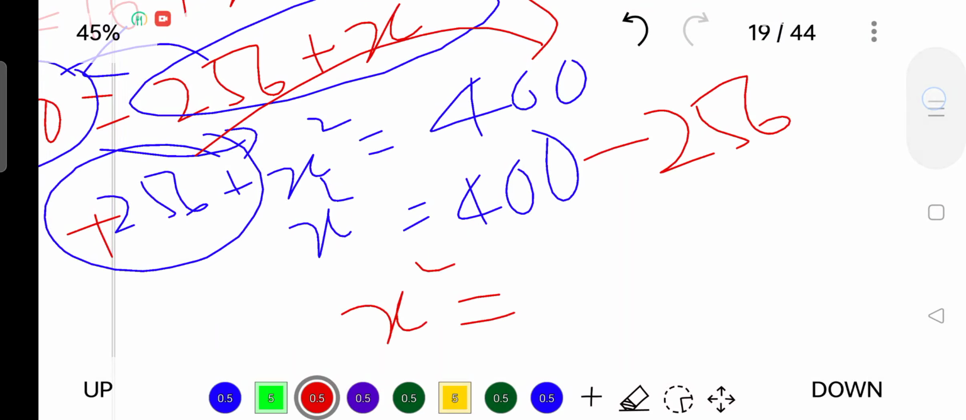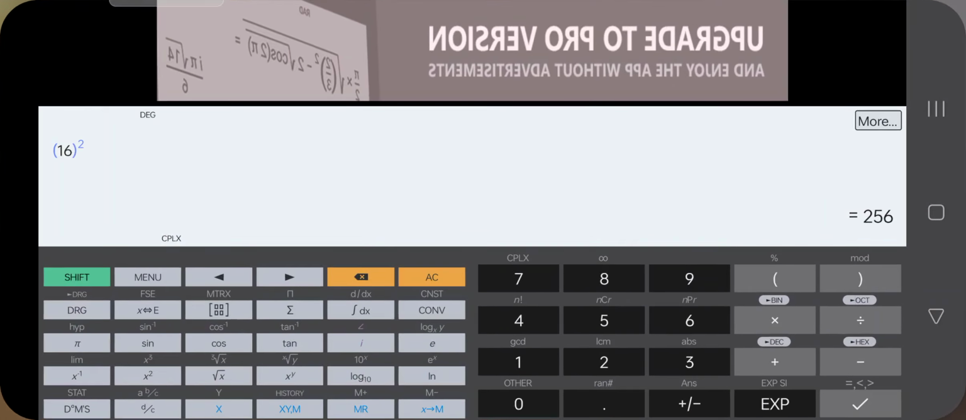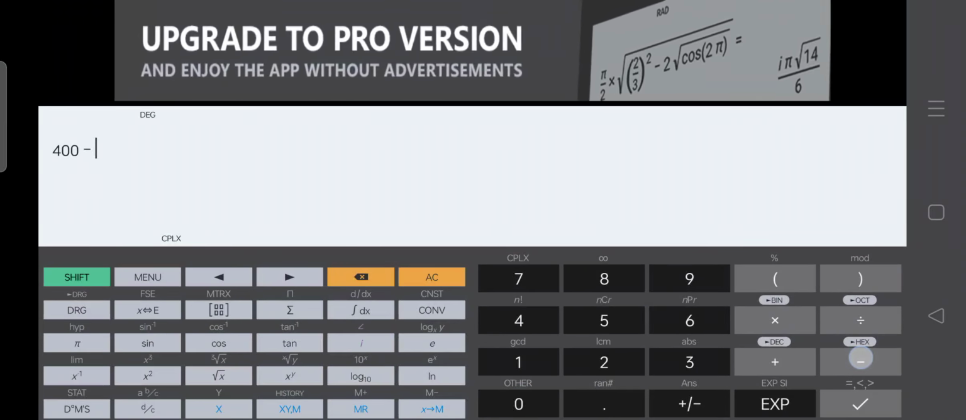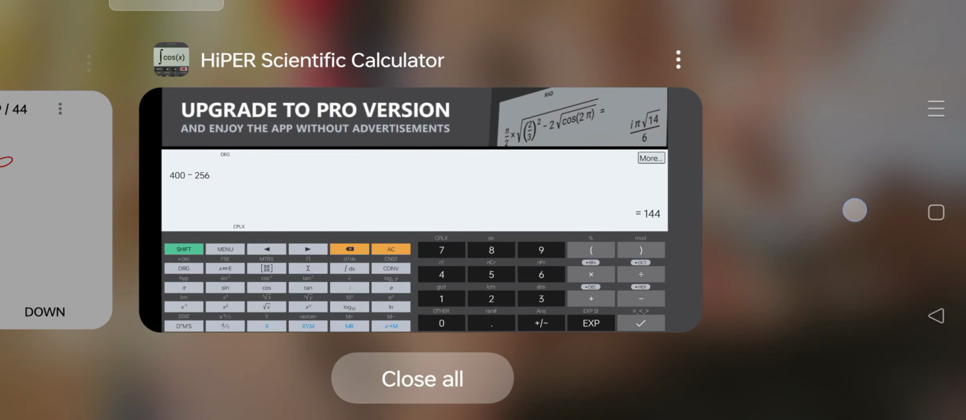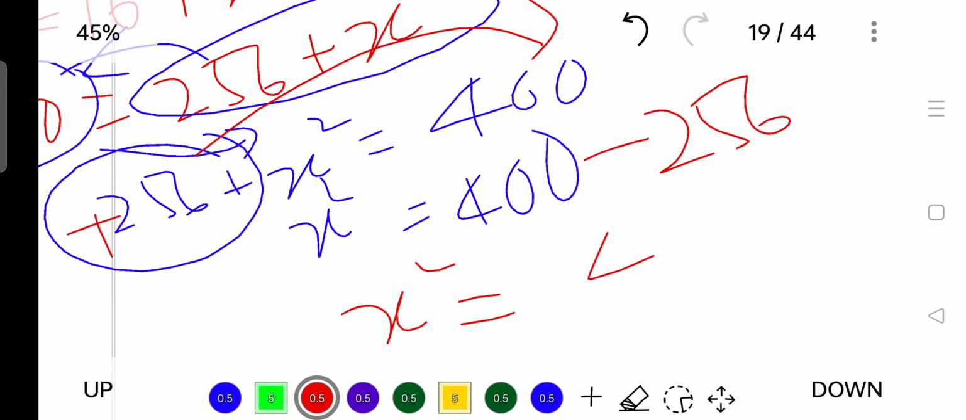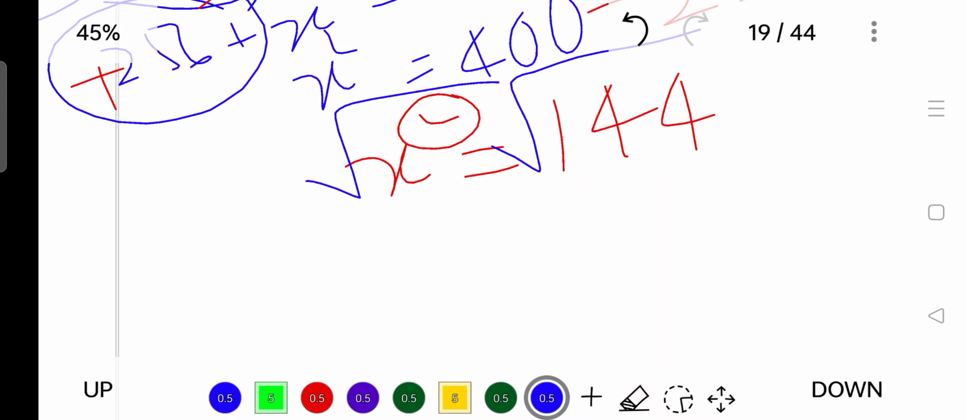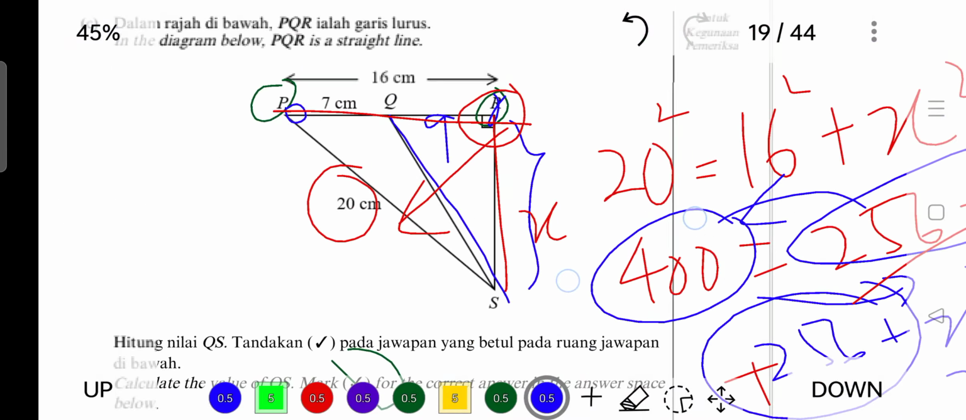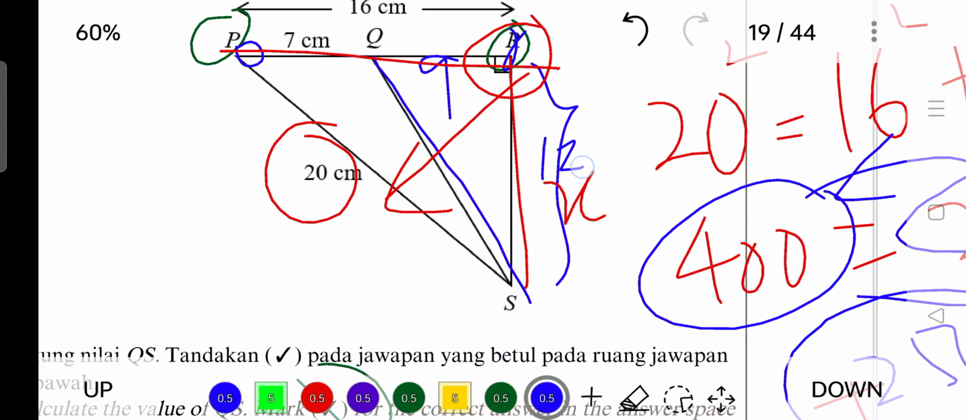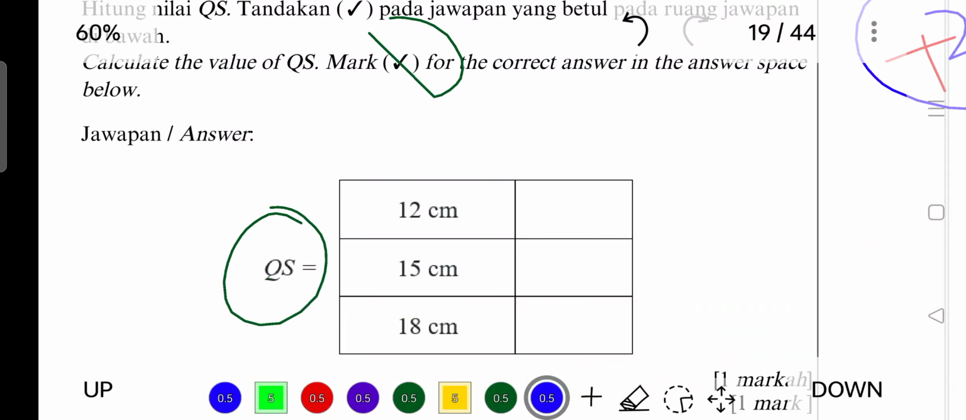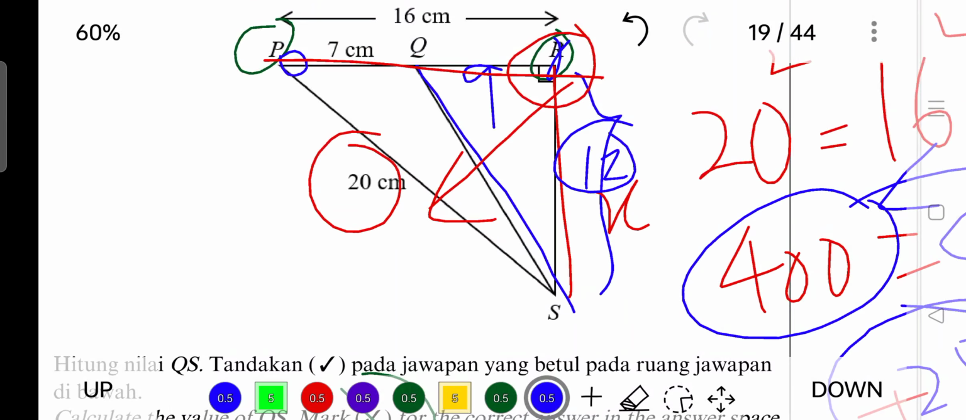What is the answer for my x squared? 400 minus 256, I get 144. I don't want this squared, so I'm going to scrap it off with a square root. When I put it at the left, I have to put it at the right as well. So the answer will be 12. The answer for x here is 12. Okay, are we clear? But what is asked here is QS.